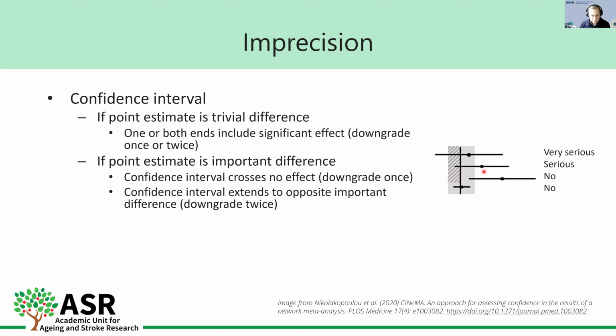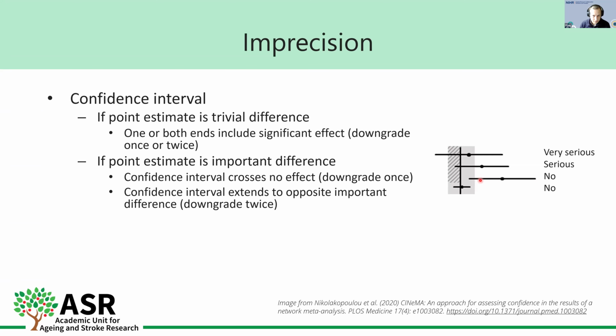If the point estimate lies outside of this, so we're either estimating a beneficial effect or a harmful effect as our point estimate, if our confidence interval crosses the line of no effect, then we downgrade once. So in this example, we downgrade once.